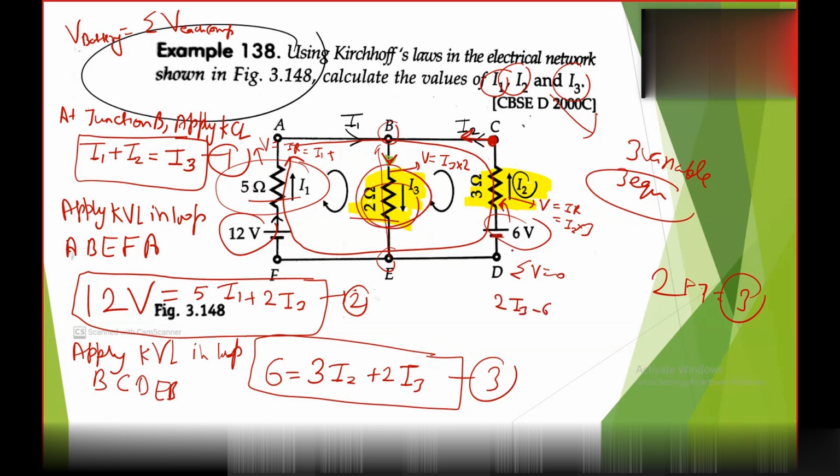ये potential negative है तो इसको minus 6 volt लिखा. Then across this point the potential will be equal to 3I2 and total will be equal to 0. So we can write 2I3 plus 3I2 equal to 6. तो आप कैसे भी इक्वेशन लिखिए और इक्वेशन would be correct.